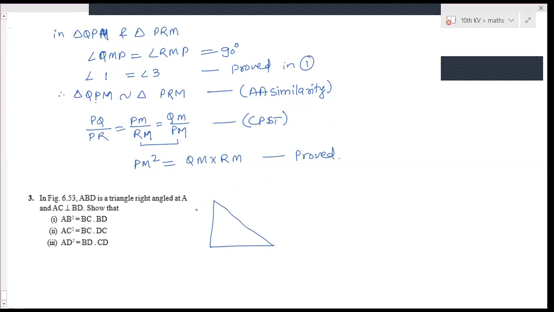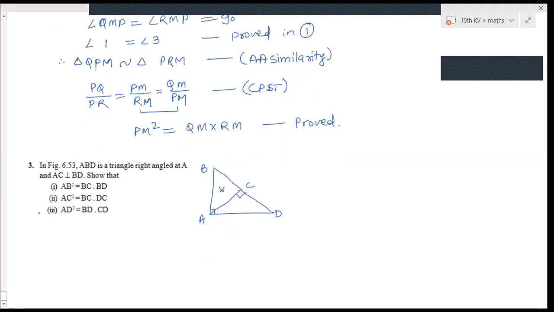ABD is a right triangle, right angled at A, and AC is perpendicular to BD. AB square is equal to BC into BD. That means for that, you have to show triangle ABC similar to ABD. Can you show that? Yes, ma'am. So try now and then take ratios, cross multiply.